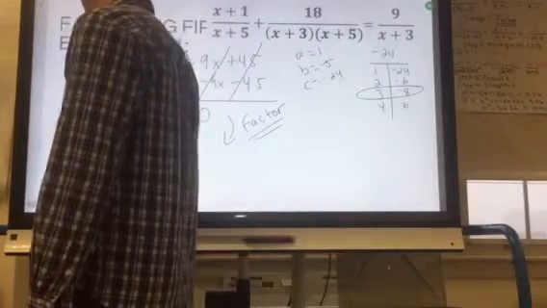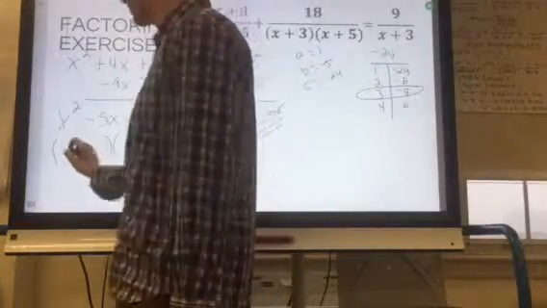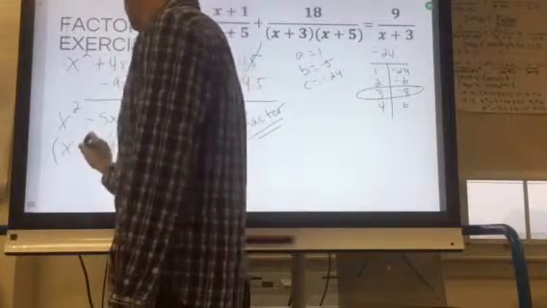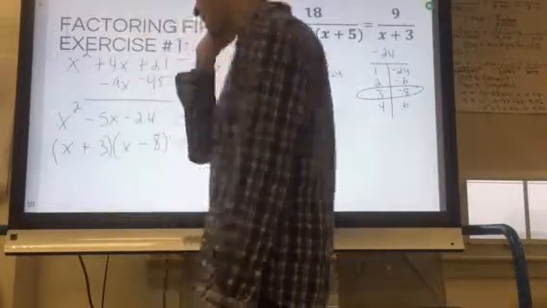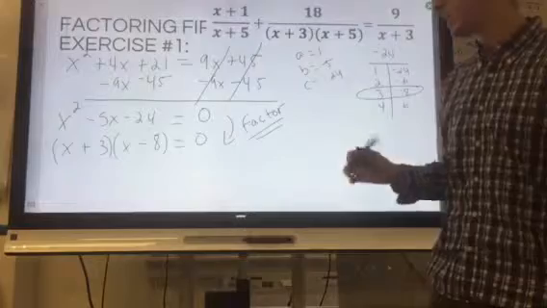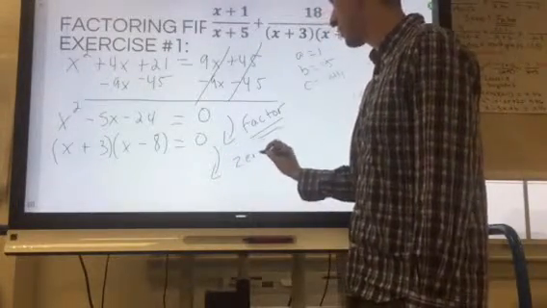Actually, we're going to use a shortcut. So a is 1, so we're going to use a shortcut. So I have x plus 3 and x minus 8. Now, I have 2 factors set equal to 0. So now I'm going to use the zero product property.